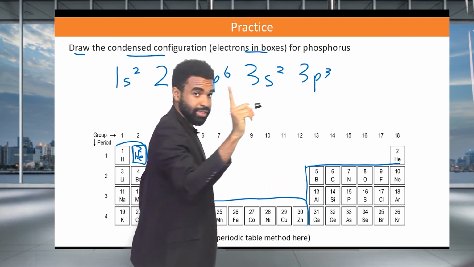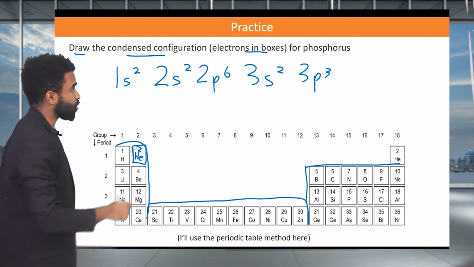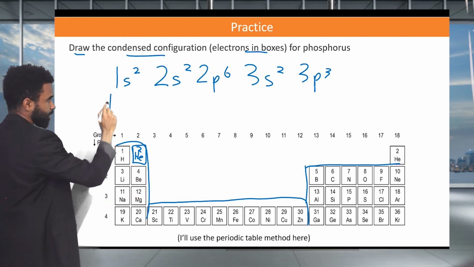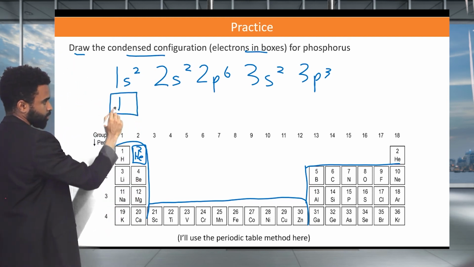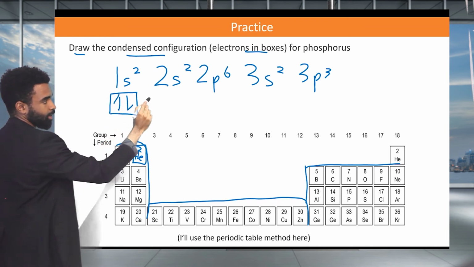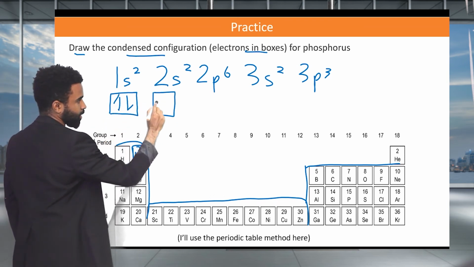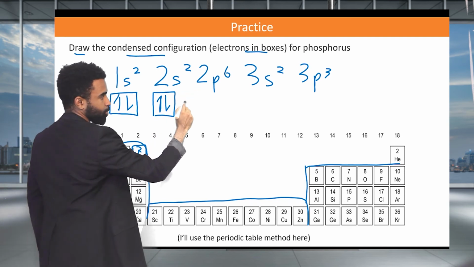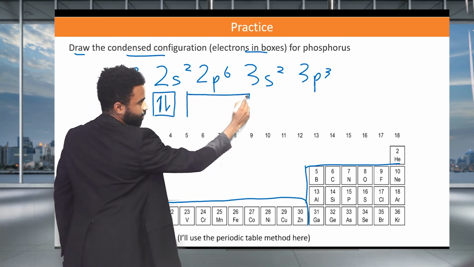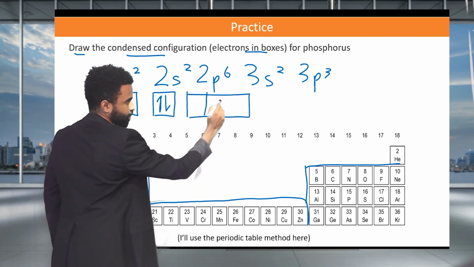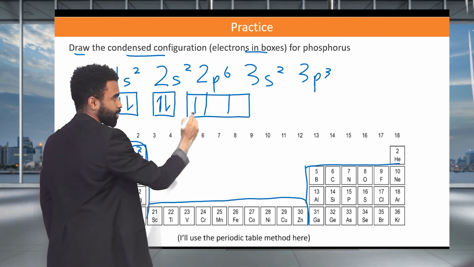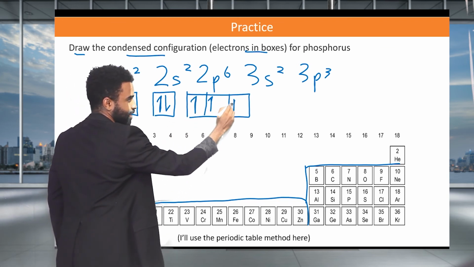So now we have written it, but they want us to draw it. So how do we draw it for phosphorus? We draw a single box here, 1s2, okay? Then for 2s2, again, we have a single box, 2s2. 2p6, in the P block, we have what? 3 orbitals. Or in the P sublevel, we have 3 orbitals. So 2p6 looks like that.